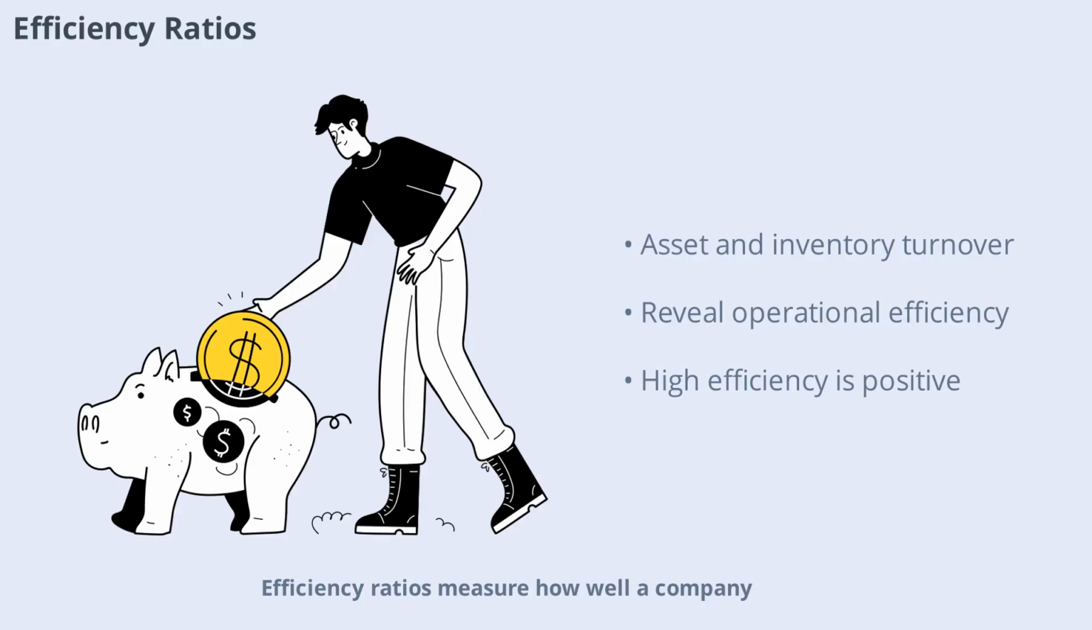Efficiency ratios measure how well a company uses its assets and manages its operations. These ratios include inventory turnover and asset turnover. They reveal how quickly a company turns resources into sales or cash. High efficiency means the company is making the most of what it has, which is always a good sign.